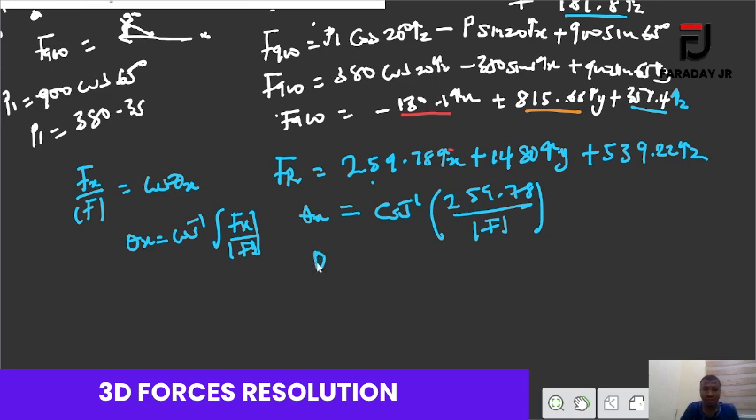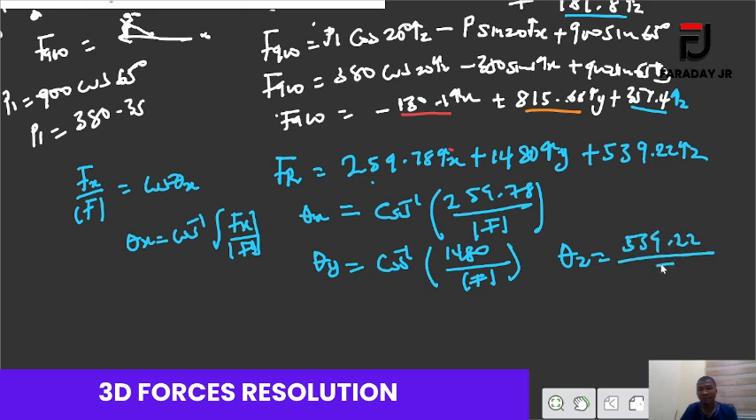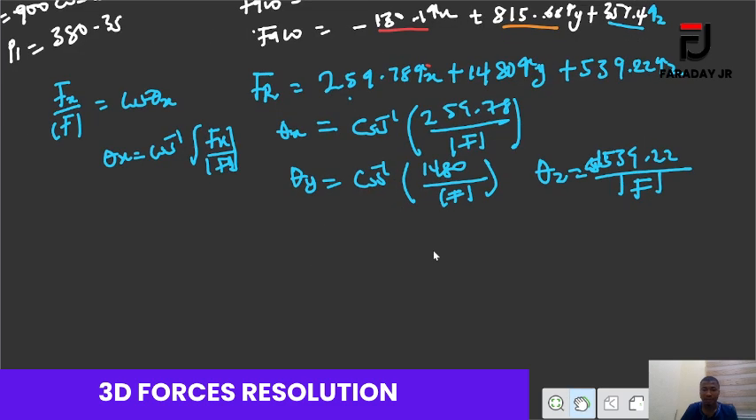Similarly, we find the angle within the y plane, which will give us cos inverse of 1480 all divided by the magnitude of the force. And then finally we have theta z, which is the force within the z plane, which is 539.22 all divided by the magnitude. So this is cos inverse, sorry. Okay. So thank you. Now let's proceed with getting this magnitude done.